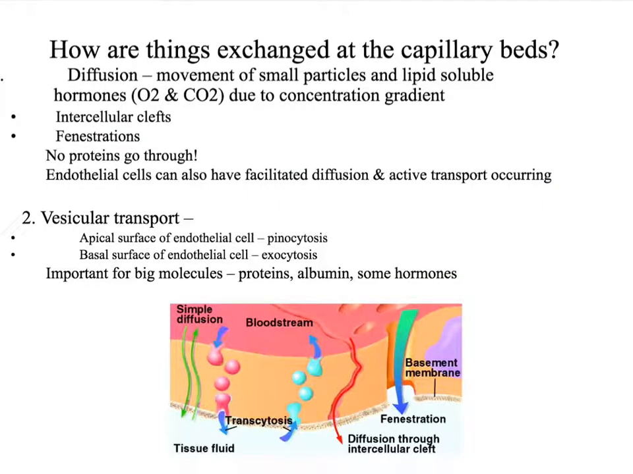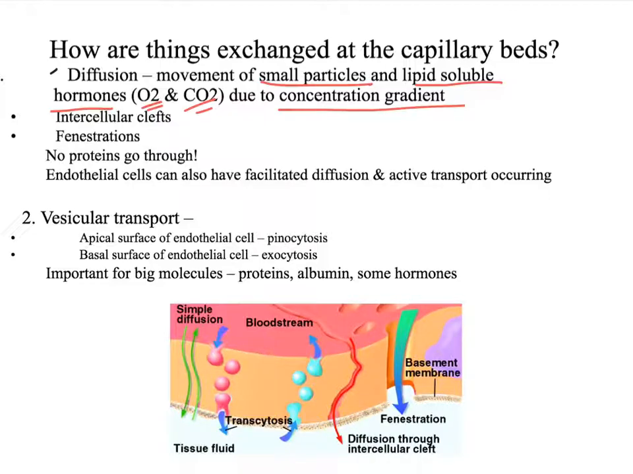Okay, now, how are things exchanged at the capillary beds? So how does the magic occur? The first one is diffusion. Diffusion, as you know, is just the movement of things from a high concentration to a low concentration. The things that are going to move through are small particles, so ions, and things that are lipid soluble. So oxygen, carbon dioxide, ions, things that can dissolve in lipids.